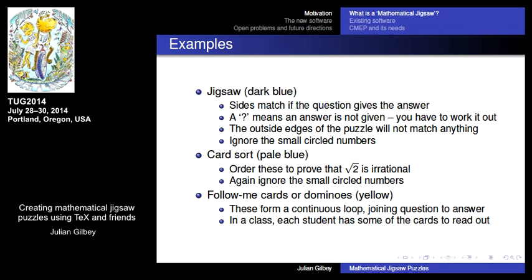Would you like 5, 10 minutes to have a go at them? Go for it. Which ones do you want? No, these are all ours.